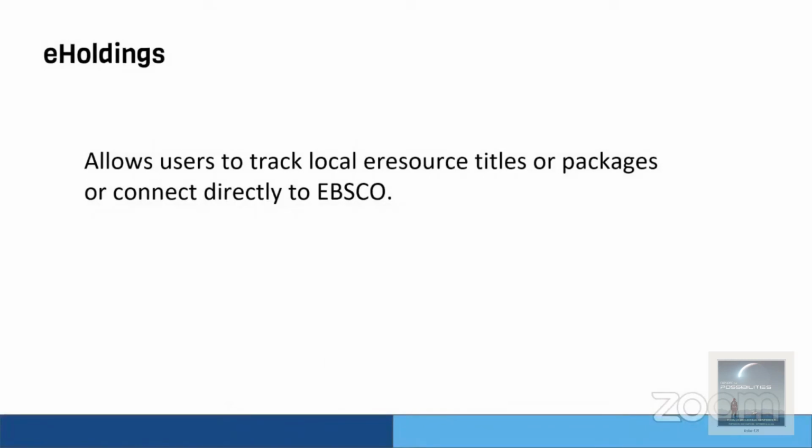The third piece of it is e-holdings. This is where you can track any of your local e-resources. Now, how many people have a separate discovery system?